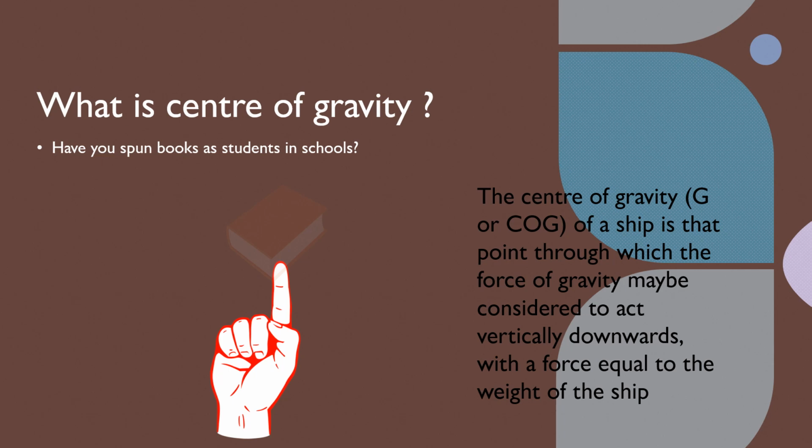Now, if this book was unbalanced, in the sense that you add a little more weight on one side of the book, what would happen? The book is going to tip. And if you want to prevent it from tipping, what are you going to do? You're going to move your finger towards that weight and then balance the book, right? So in essence, the COG of that book has changed. And now to balance the entire thing, you need to move your finger. Let's see what this means in terms of a ship.